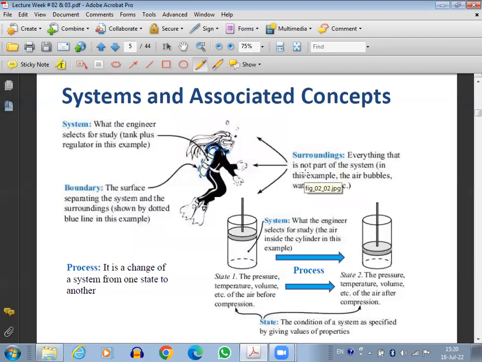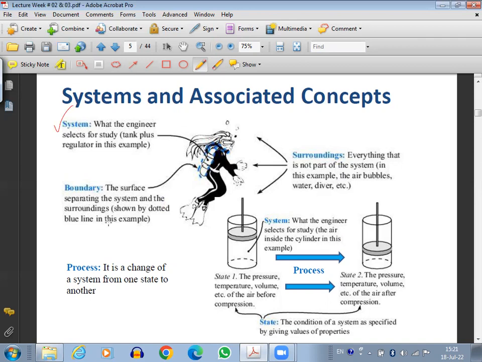Briefly going through systems and the associated concepts, something which is pretty clear from the course of thermodynamics as well, which you have studied there. Whatever your focus of interest in the numericals or in the topic related to fluid mechanics is considered as system. So the system might change based upon your focus of interest. Sometimes you're interested in studying something and that becomes your system. Then you start studying something else and that goes out of the system. So system is anything which is under study, under observation.